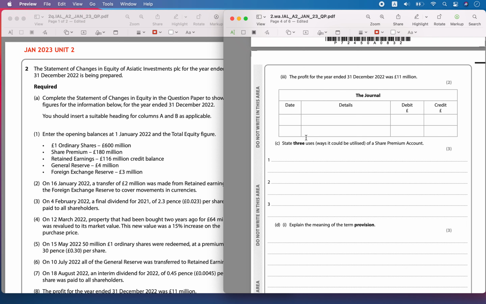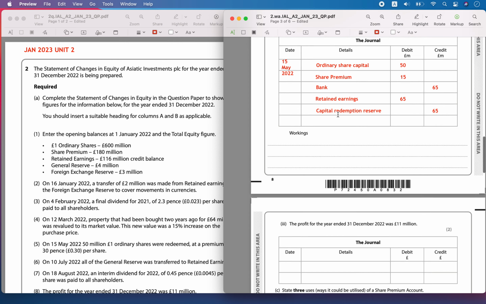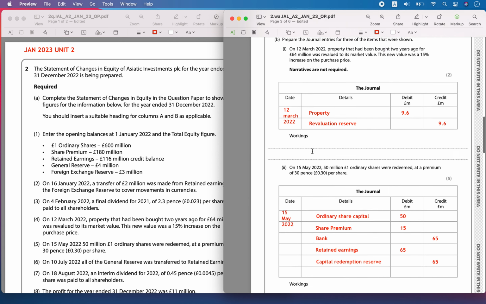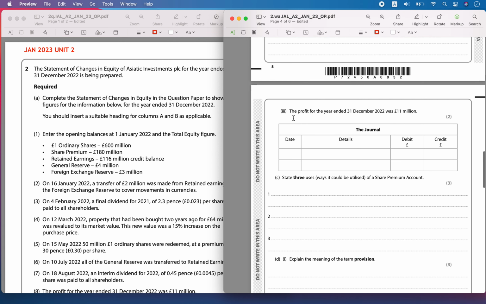Hello, today we are solving January 2023 Unit 2 question number 2, Part B, and Part 3 question. Here this is a journal entry for the creation of retained earnings. It is saying the profit for the year ended 31st December 2022 was around 11 million. So this is transferred to the retained earnings. So this is a journal entry for retained reserves, retained earnings.